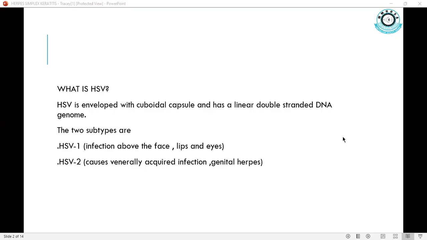Either at birth and HSV1, it can be transmitted to the eyes. It can be transmitted to someone else through sharing of spoons and other ways like kissing and so on.